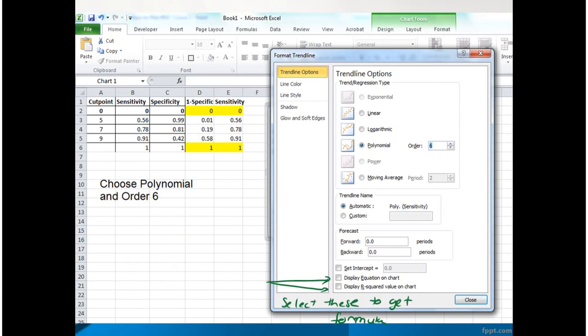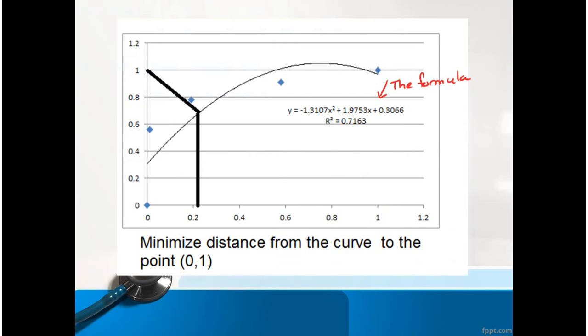If I select these two things at the bottom, they give me 2 numbers. One of the numbers tells me how good a fit it is. That's R squared. The other number gives you the formula. It's the formula number you really want. And so I get both. And you can see here's the formula right here. There's now your polynomial. And here's my R squared.